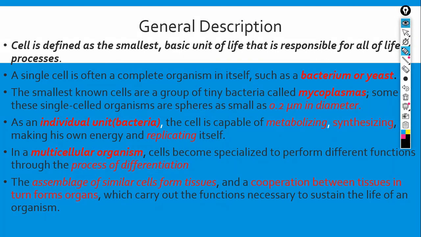Now we're going to continue into the general description of the cell. It says a single cell is often a complete organism in itself, such as a bacterium or yeast. In further videos, we're going to be discussing the different ways in which organisms can exist. A cell can exist as a complete organism in itself, such as bacterium, yeast, euglena. When we talk about the classification of living organisms, I'm going to delve into this better.